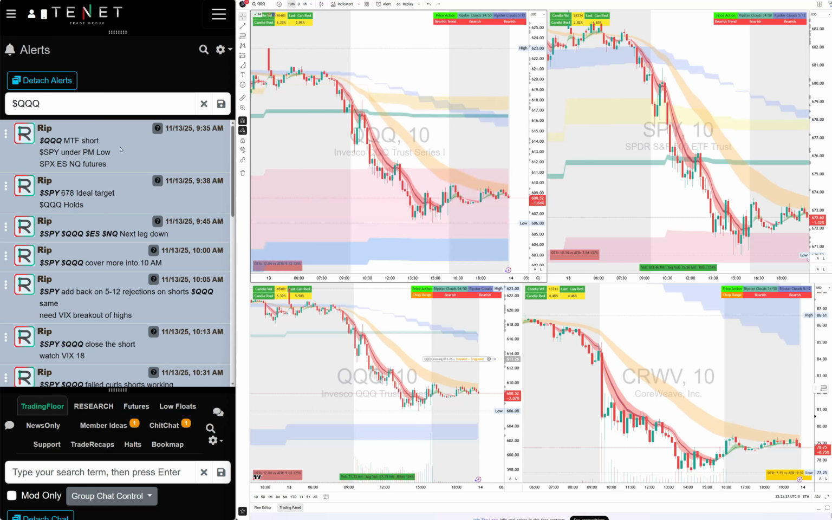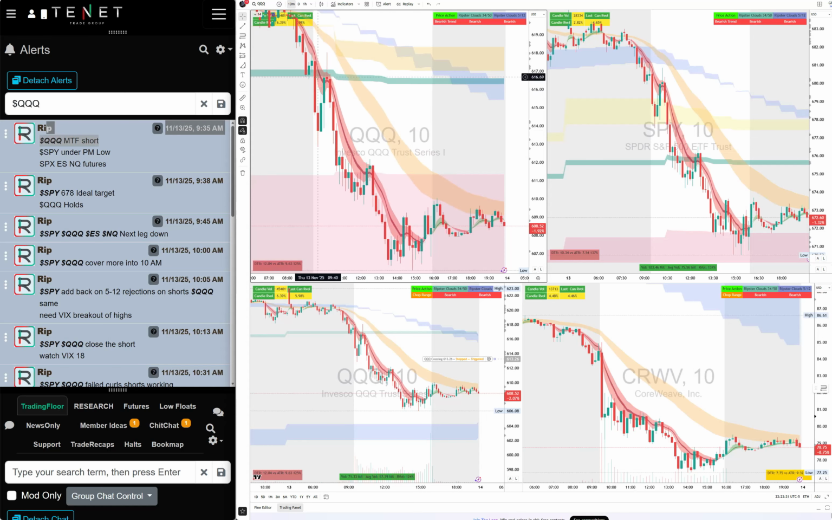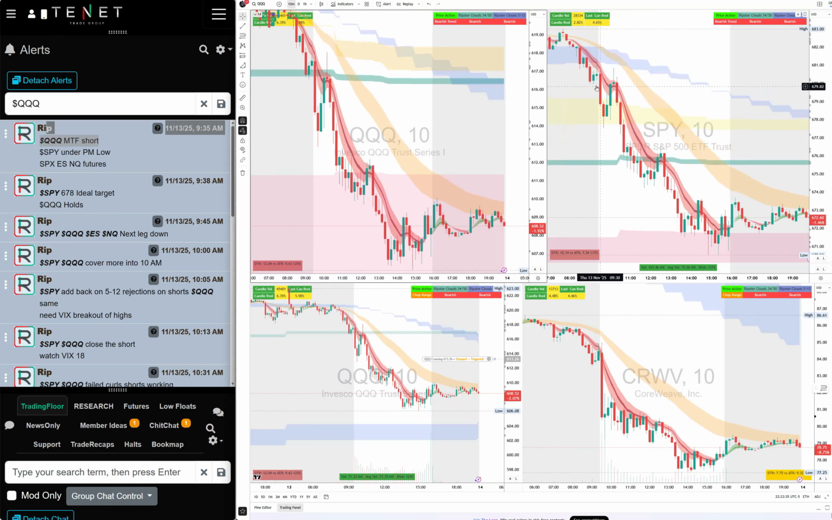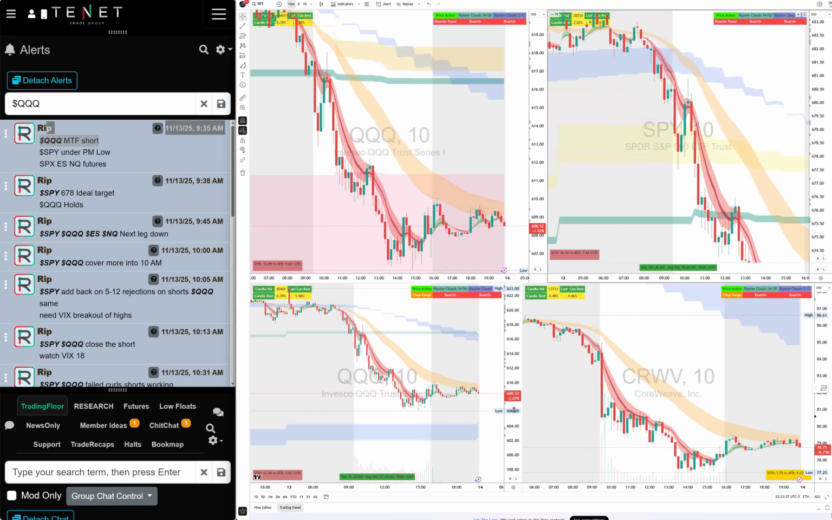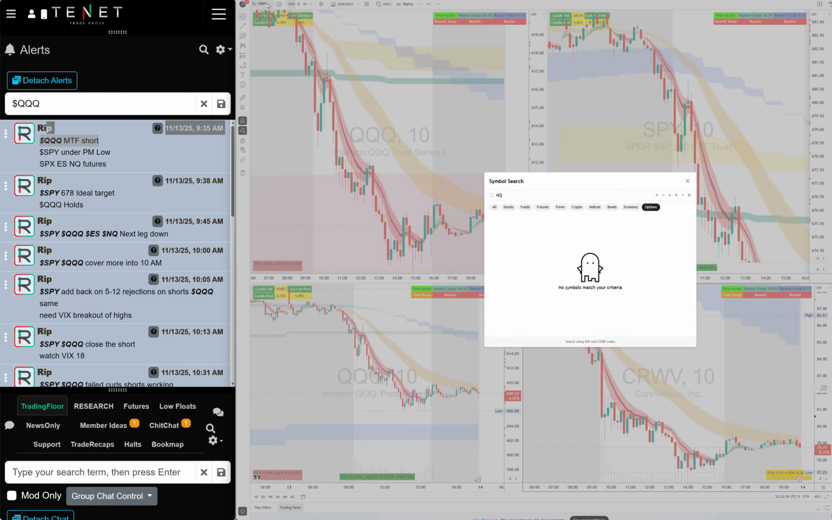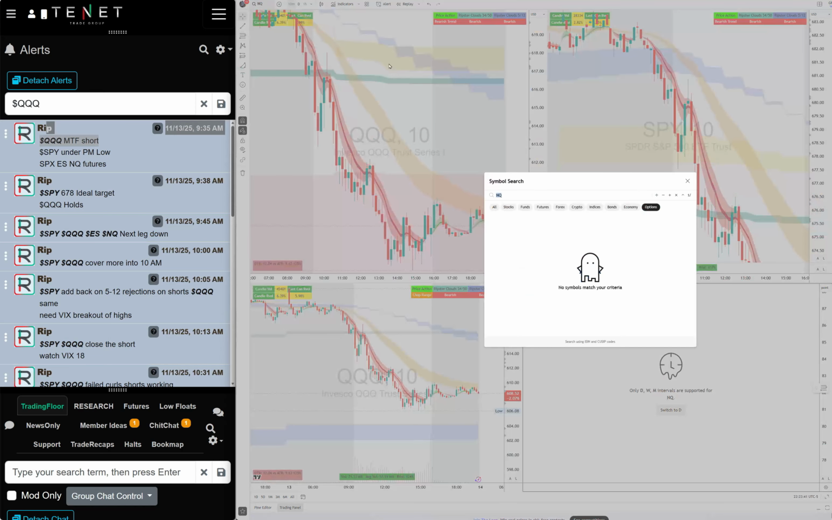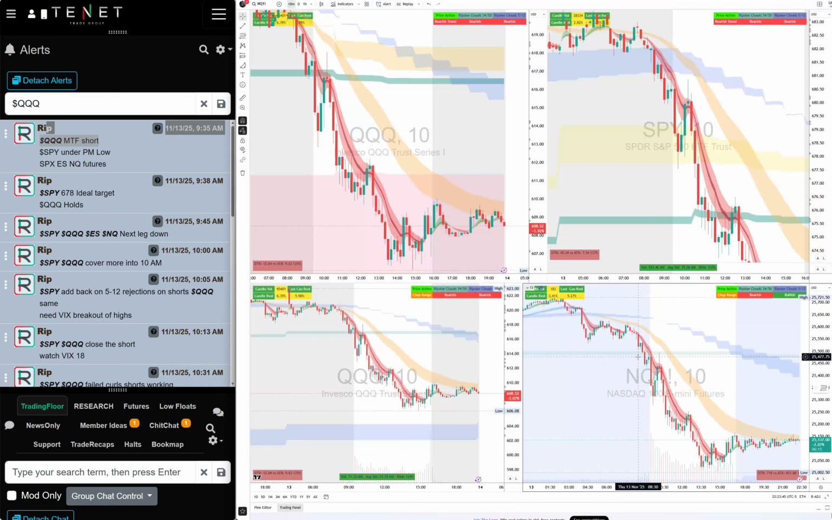So as soon as the market opened QQQ, I told the traders to MTF short it. Let's take a look. Right here, short it, MTF short it. Under the pre-market lows, short it. We shorted the SPY right here. You take the NASDAQ futures short. If you do not understand how to short things, you need to go back and learn the basics, so you understand my videos, what my recaps are about.